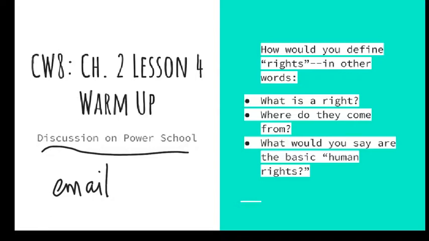So before we begin, we have a warm-up. This will be done in class. It's a discussion on PowerSchool. But what the students will be doing is answering the question, how would you define rights? In other words, what is a right? Where do they come from? And what would you say are the basic human rights? So you're going to respond to those 3 bullet points in a discussion because defining rights is going to be one of our objectives. Another learning objective will be to define where they come from and to discuss competing theories of rights and their connection to morality and ethics.